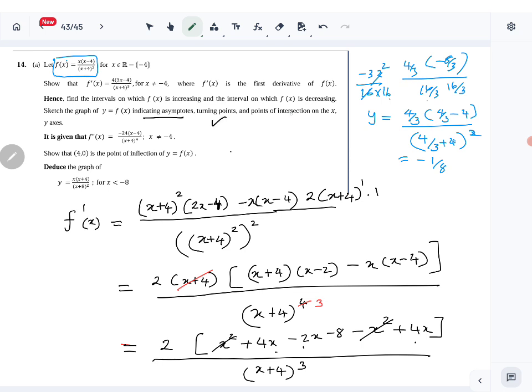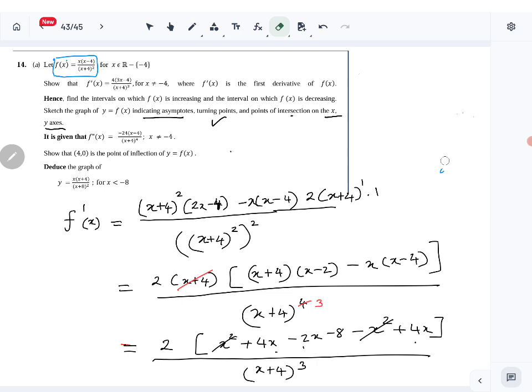Asymptotes, turning points we found, x-axis and y-axis intersection points. So x-intercepts and y-intercepts. So let's find the x-intercept and y-intercept. Y-intercept is the easy one. Now, substitute x equals 0. So sub x equals 0, the numerator is 0. So y-intercept is 0.